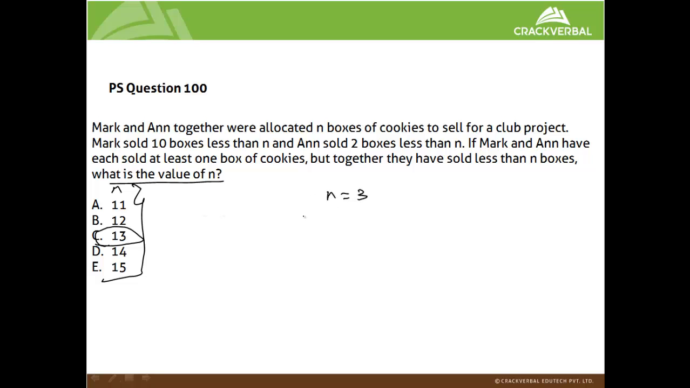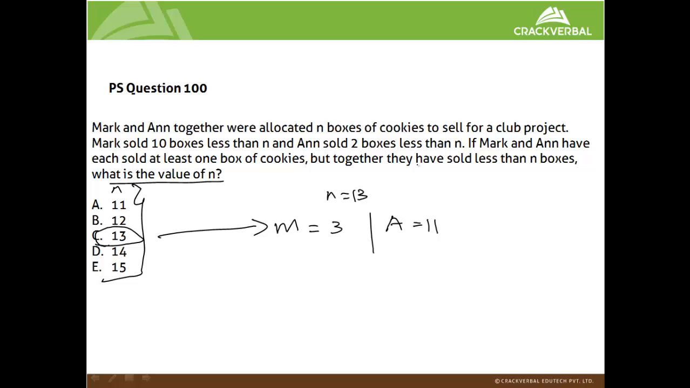Now, according to the question, Mark and Anne together were allocated n boxes of cookies to sell for a project. So they are allocated this much to sell. n is equal to 13. Mark sold 10 boxes less than n, so Mark sold 3 boxes. Whereas Anne sold 2 boxes less than n. In that case, Anne sold 11 boxes.